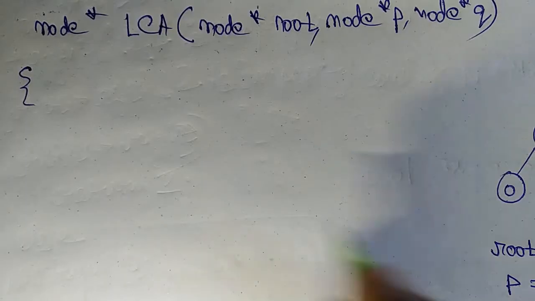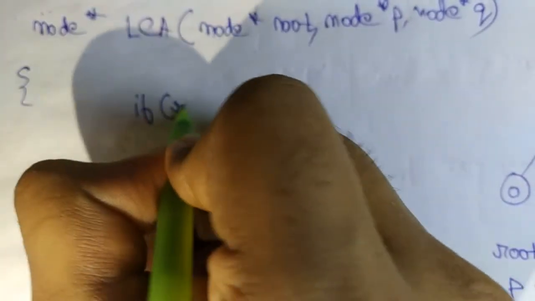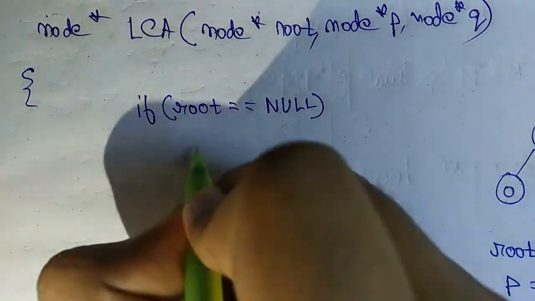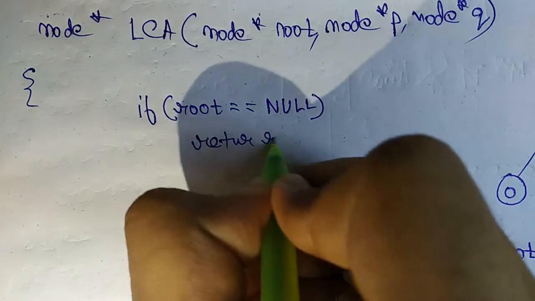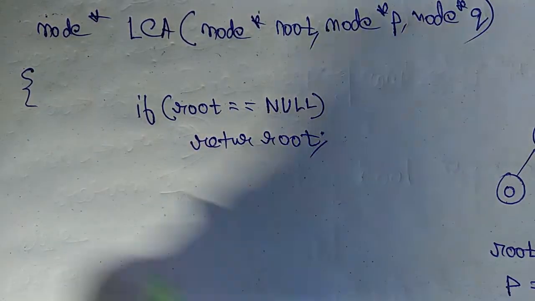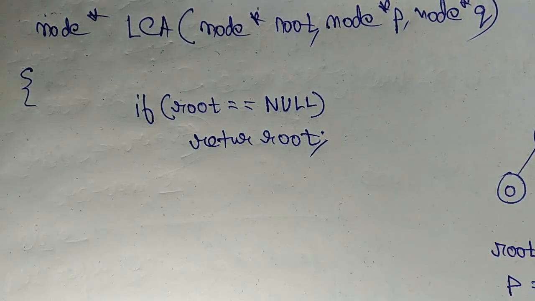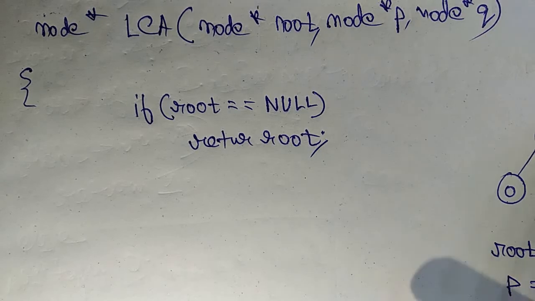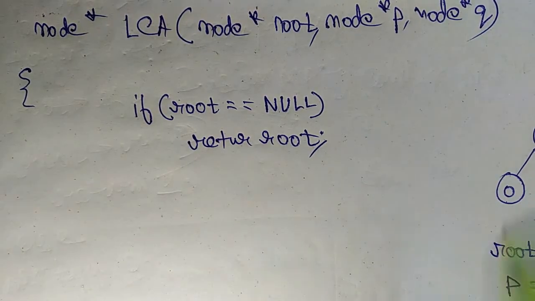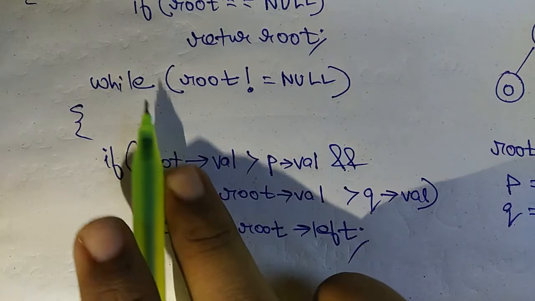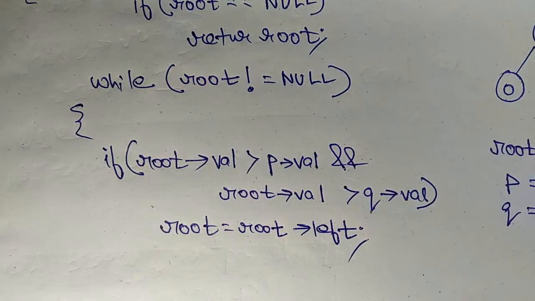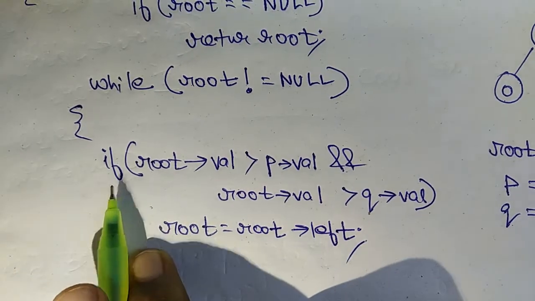Okay, now first line I will write if root equal to null. So if the tree is empty, our return will be simply null. Okay, so return root. Here root is null, and I will use a while loop. Okay, now while root not equal to null, we will find the lowest common ancestor of P and Q. Okay, so see, here I have written a small piece of code. So while root not equal to null, and see here I have used an if statement.